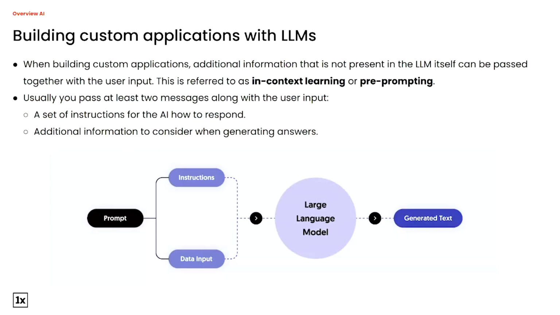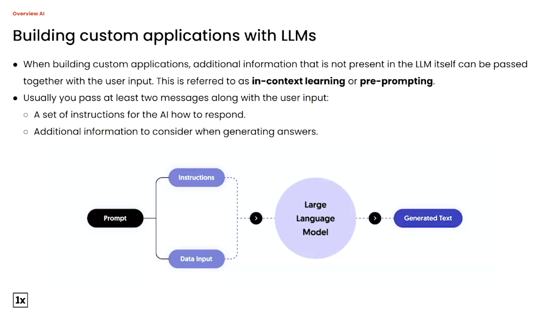There are very many ways of naming this. In a typical setup, here on the left side, you see the prompt, that's the question the user asks, and you pass two additional pieces of text along. One would be the instructions, how you want the large language model to respond to that question, and the second one would be data that the large language model should use when responding.